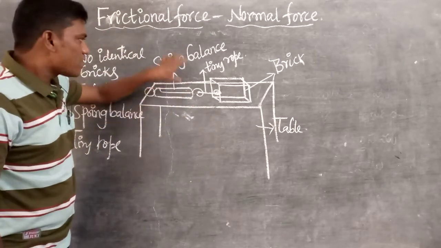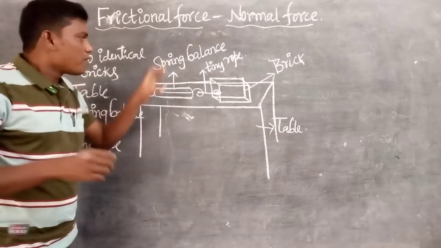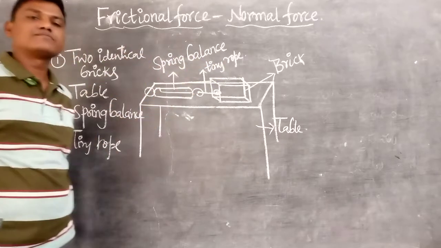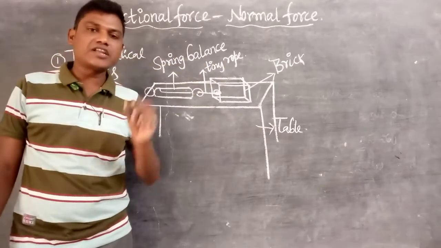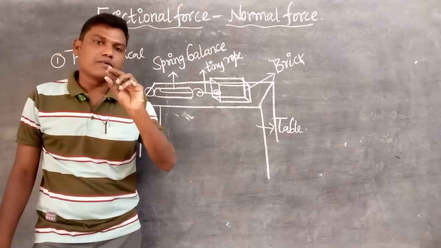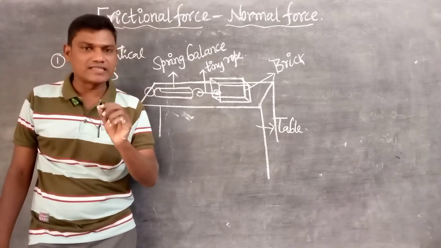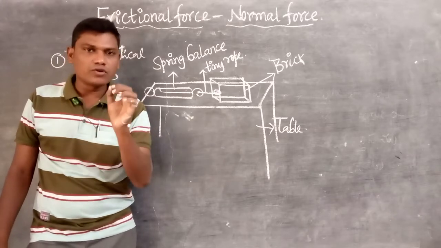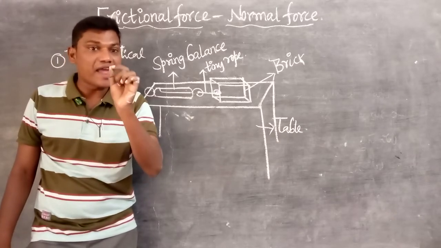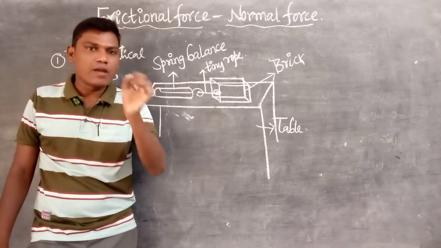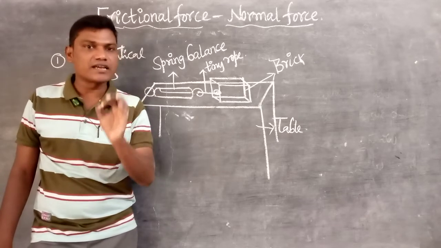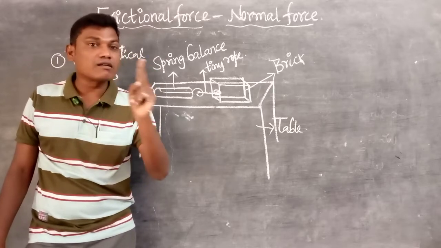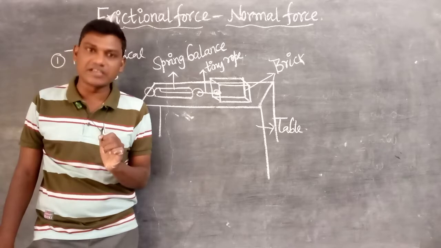So what is the use of the spring balance? By using the spring balance we measure the weight of a body. Listen very carefully. Generally we know two physical quantities, mass and weight. But most students have no idea how to distinguish between mass and weight. They consider both the same, but mass and weight are not the same. They have so much difference.